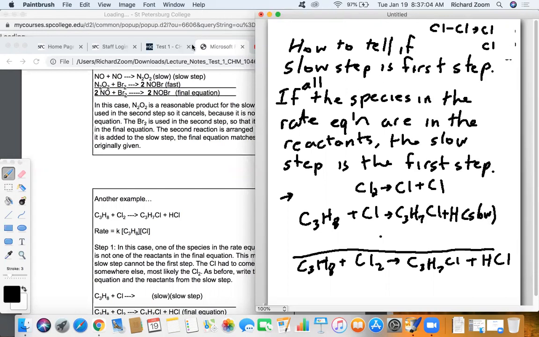So the Cl2 that yields the Cl plus Cl, is that the fast step? It is a fast step. Yes, it's a faster step than the slow step. But by definition, any step that isn't the slow step is going to be faster. So I actually often don't even put the fast step in here if I've got the slow step because it's assumed that it's fast. But yeah, I should put fast next to it as well.